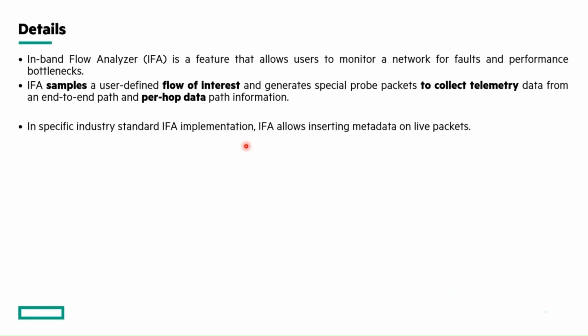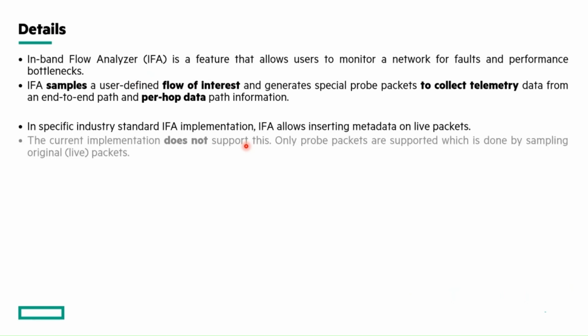So in the industry standard IFA implementation, IFA allows inserting metadata into live packets. So for instance, you have a flow coming from one source to another, and there are multiple packets in which the industry standard IFA is done by appending the data or updating those packets with IFA metadata. But the current implementation for AOS-CX does not support this.